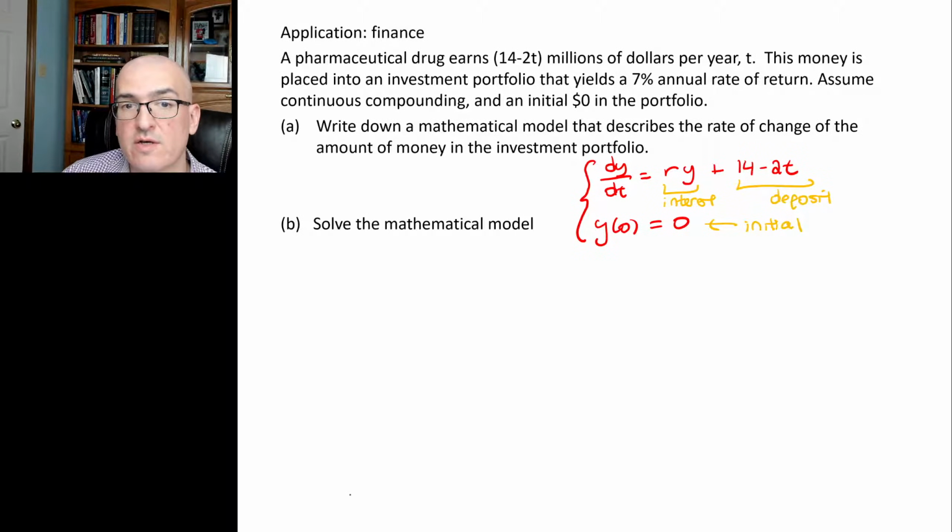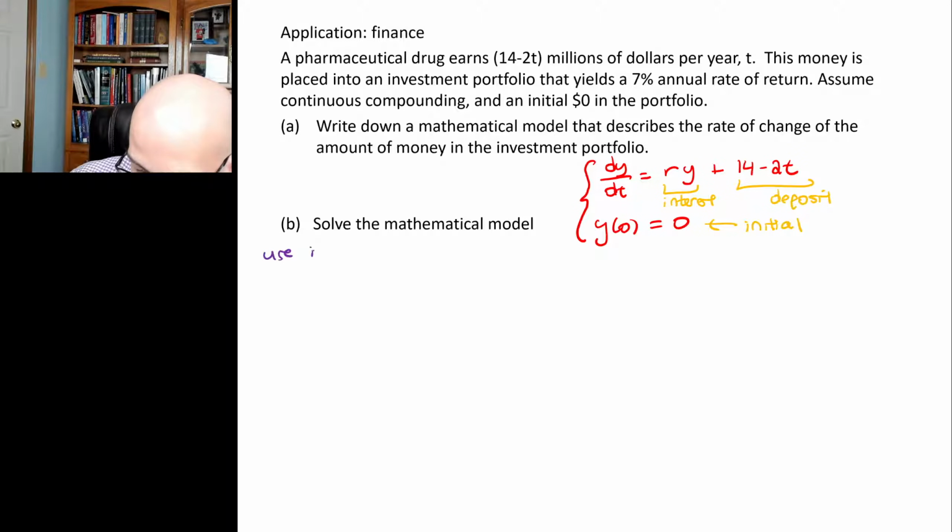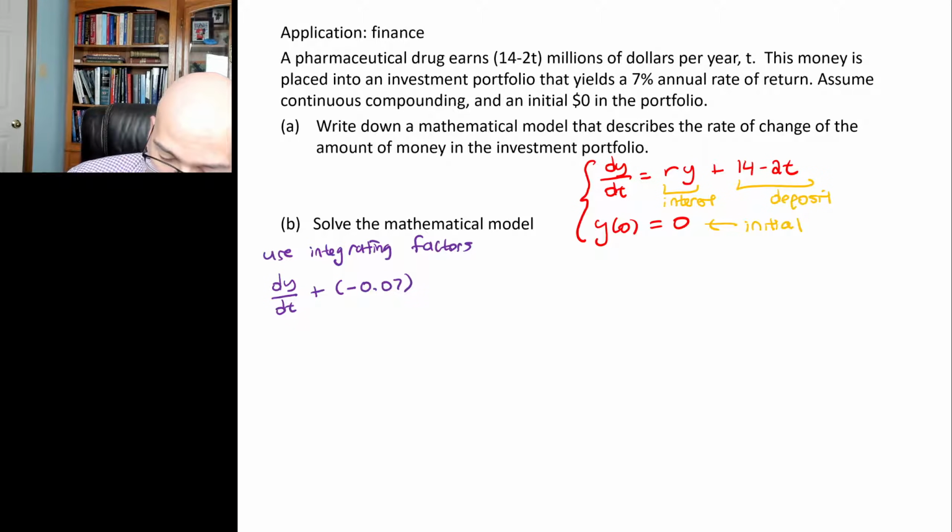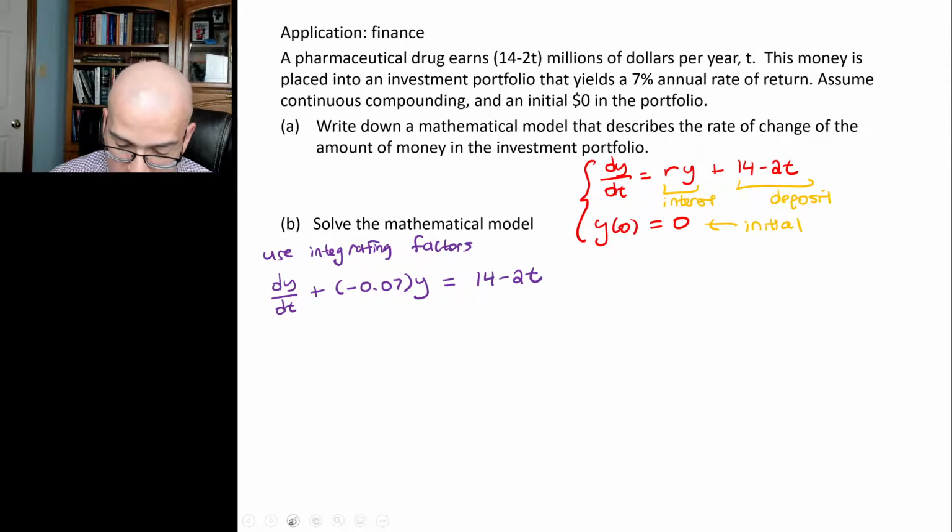And we have to solve this using integrating factors. There's no other way. It's not separable. It's not a product of a function of t and a function of y, so we can't separate the variables. dy/dt plus negative 0.07 y equals 14 minus 2t. So now it's in standard form for linear first order.